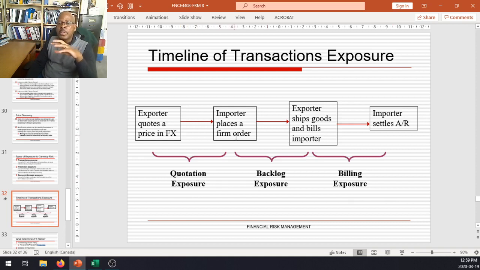And then when the importer places a firm order, the exporter can decide to hedge now or wait until they ship the goods over. And if they wait, then by the time the order is placed to the time the goods are shipped, exchange rates could change, and that part is called the backlog exposure. And finally, after the goods have been shipped and the importer settles up, then that part of the exposure is called the billing exposure, and so on.